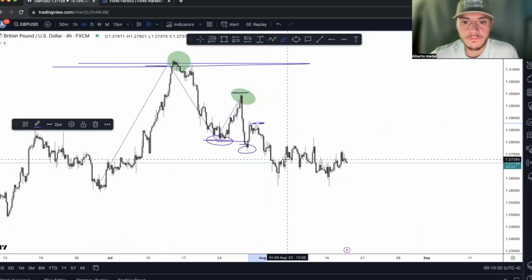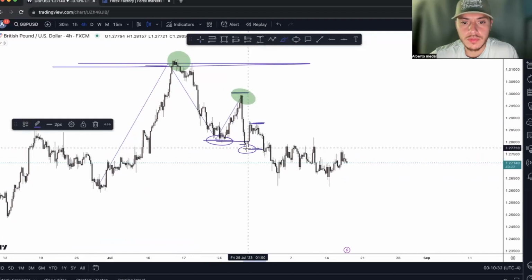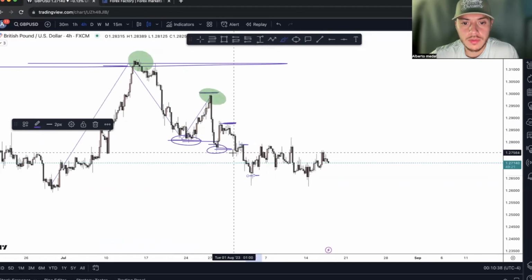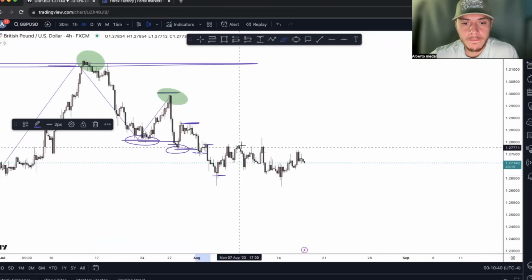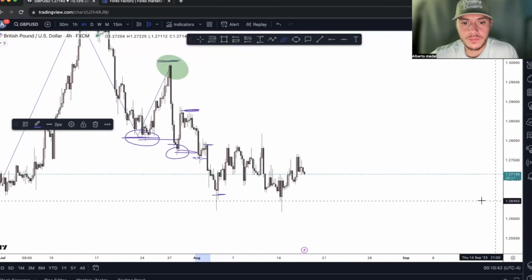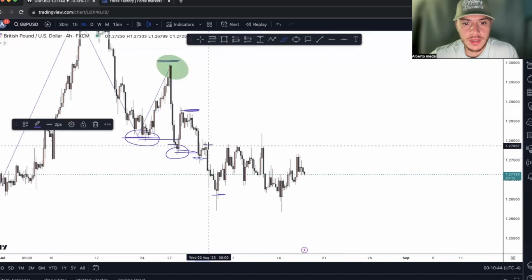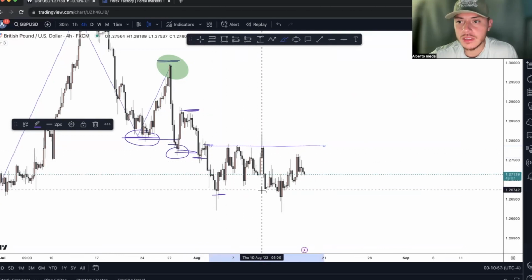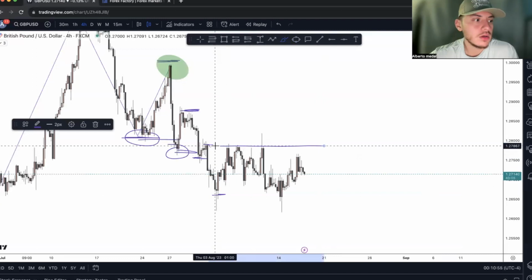Lower high, broke through support, made a lower low, lower high, lower low because it broke through support. It came back and never broke above previous supply levels. It respected it and then started making its way down again.